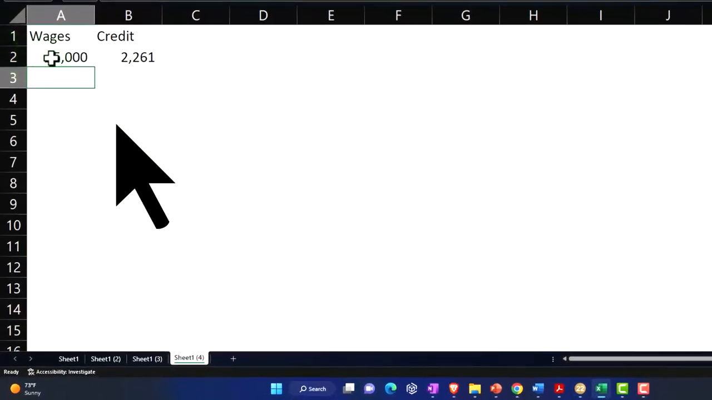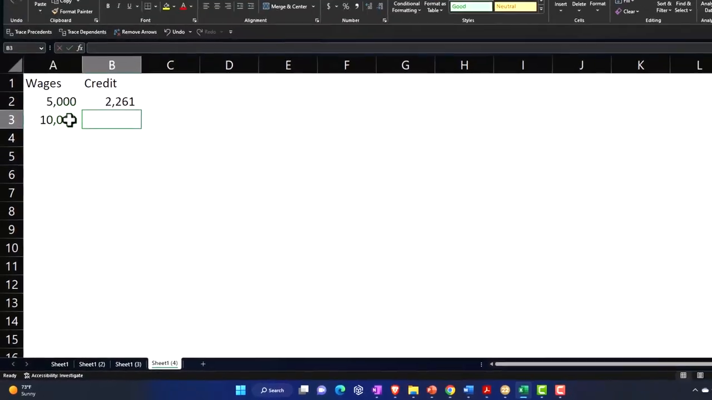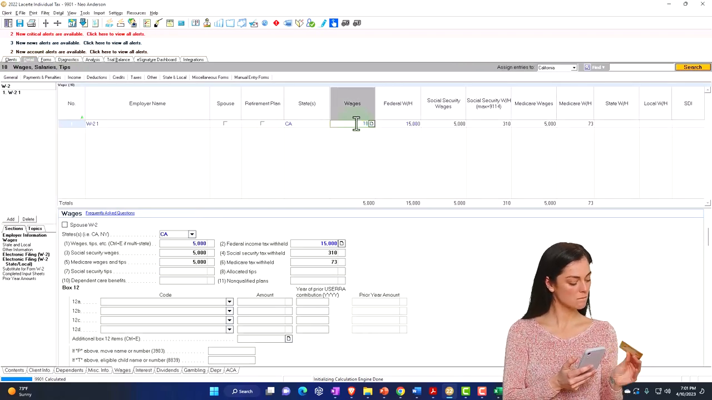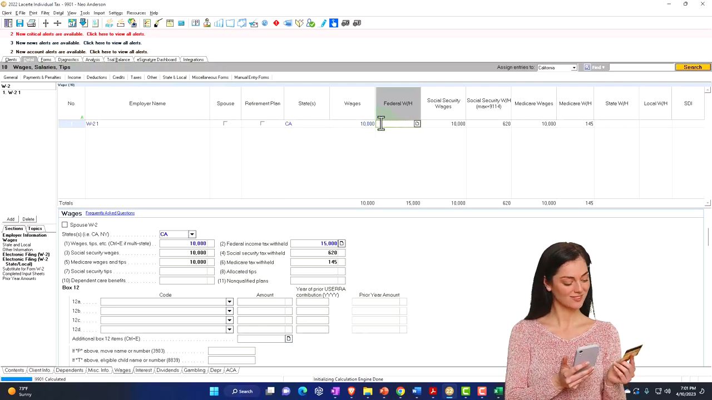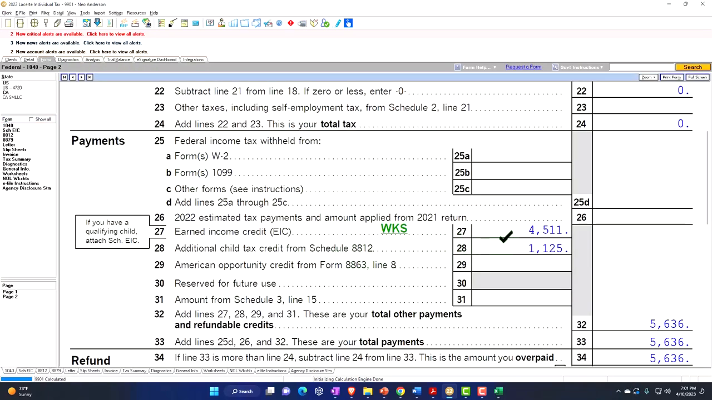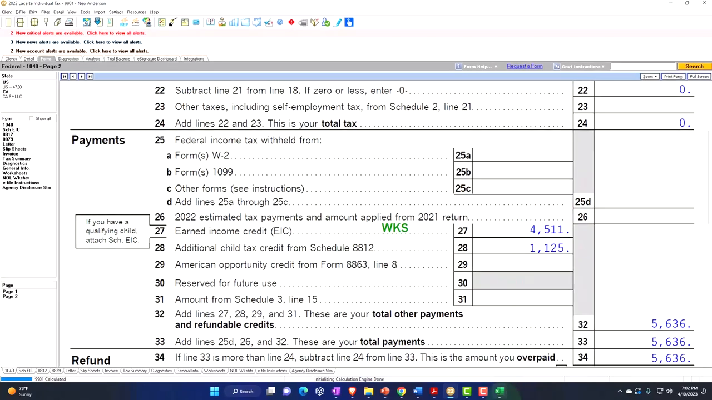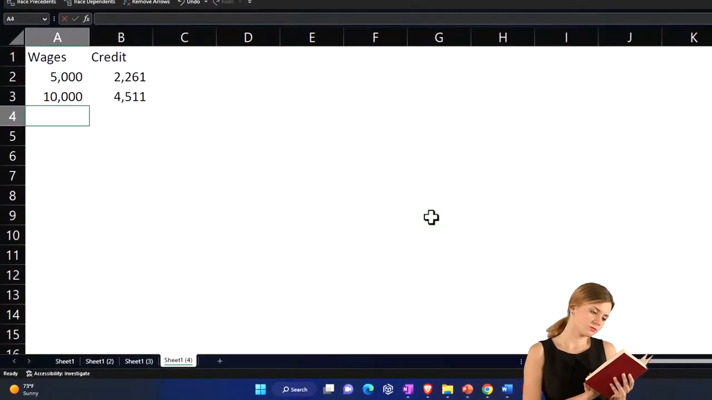So here we have wages 5,000, 2261. Let's bring it up to 10,000. We'll just do increments of 5,000 and bring it on up just to graph it out. I'm gonna get rid of the 15,000 withheld just so we don't have to deal with that. And that's gonna give us the 4511. So let's say, okay, now it went up to 4511. The maximum is 6935.